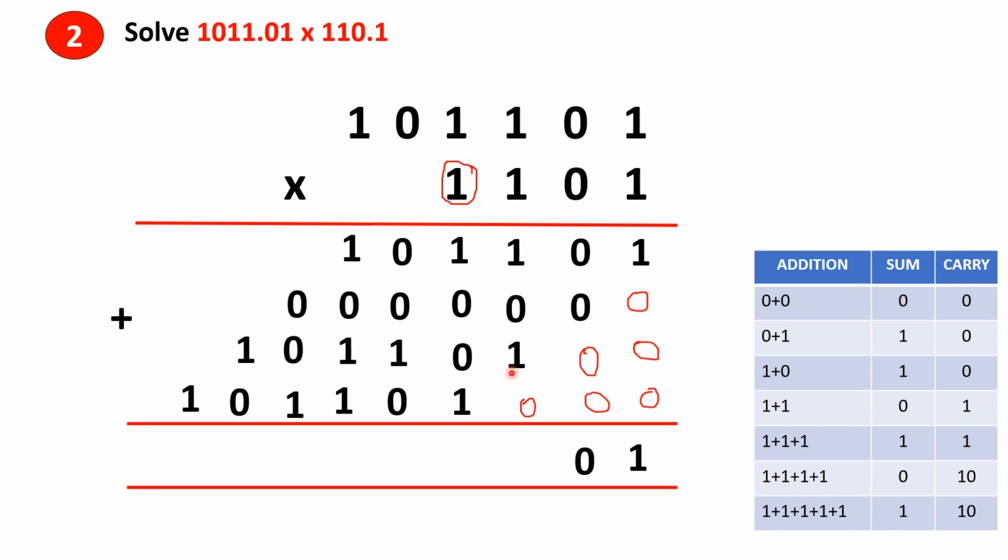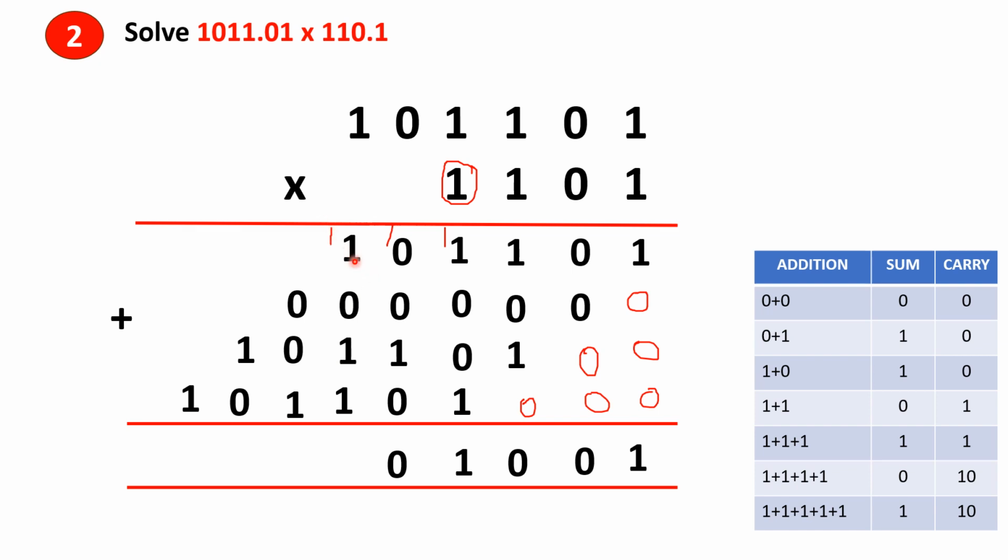Next column, 1 plus 1. So 1 plus 1, the sum will be 0 and carry is 1. Now 1 plus 1 plus 1. So 3 ones you are adding. So 3 ones when we add, sum is 1 and carry is also 1. Now 1 plus 1. So sum is 0 and carry is 1.